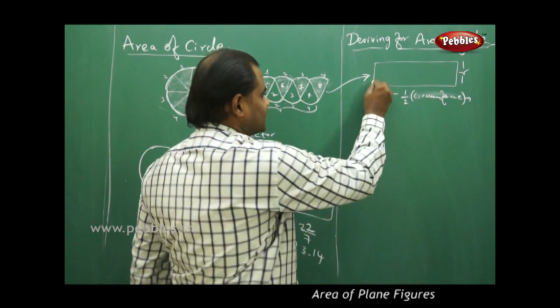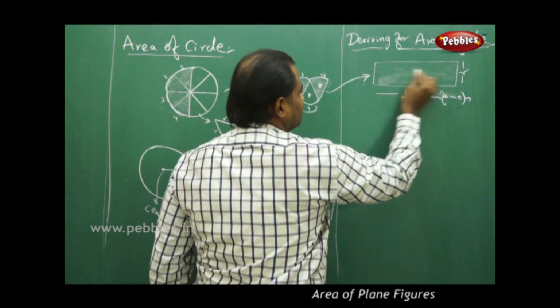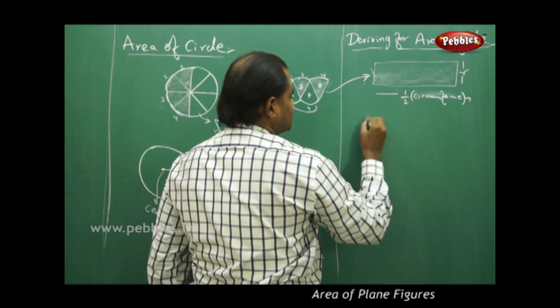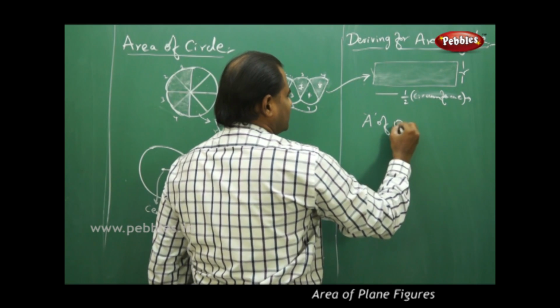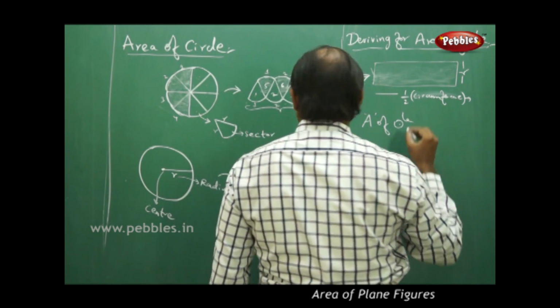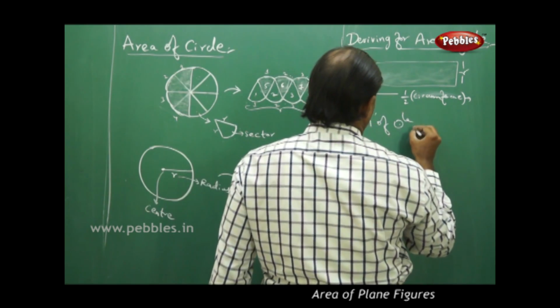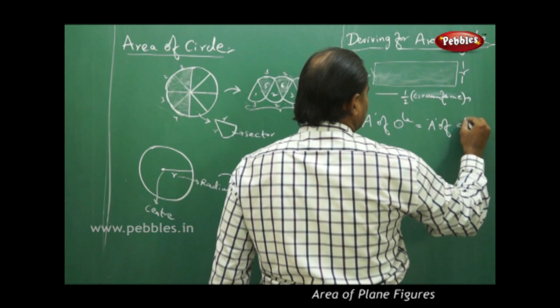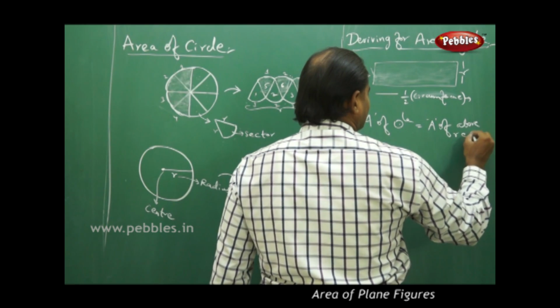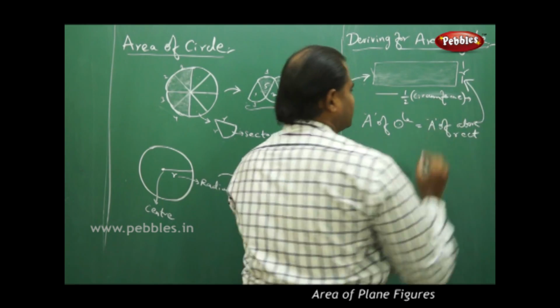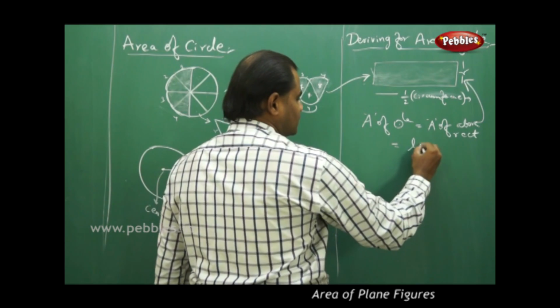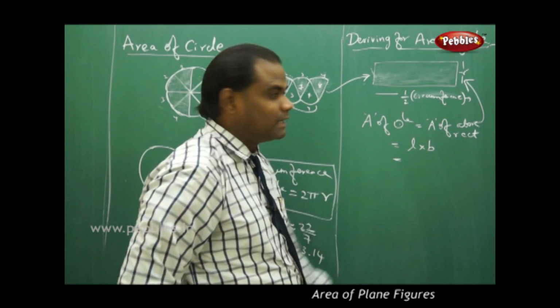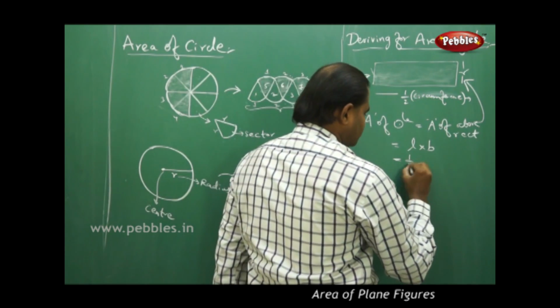So for this rectangle, I would like to find the area of the entire rectangle, which is nothing but the area of the circle. The area of the circle is the area of the above rectangle, which we have taken here. The area of a rectangle is length into width, but my length is half the circumference.